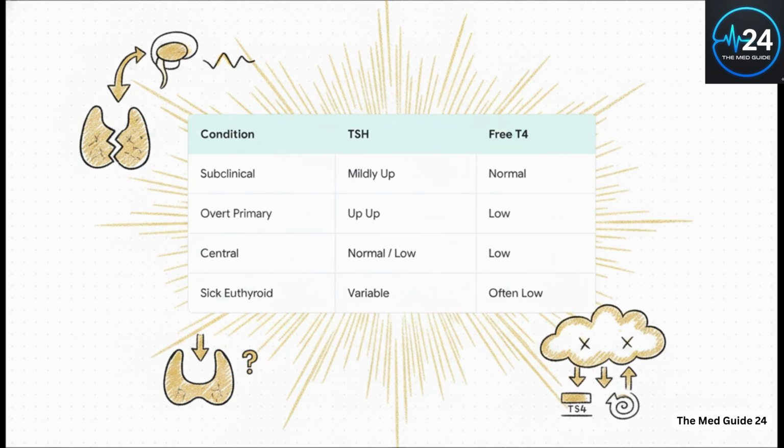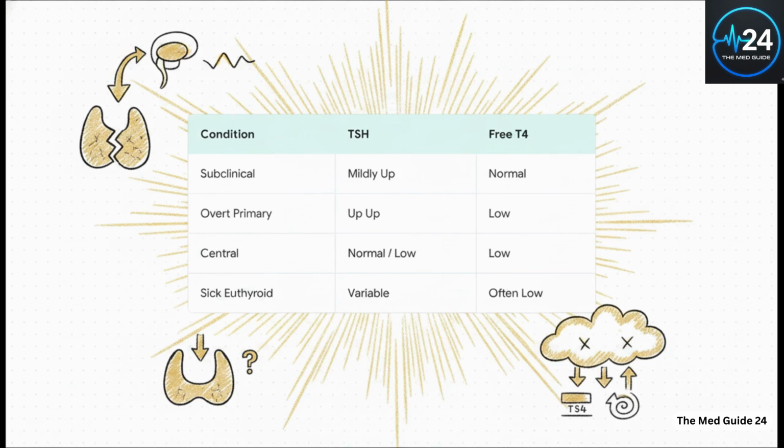The golden rule is this: in primary disease, the broken thyroid gland causes T4 to drop, which then drives TSH way up via negative feedback. But consider central or secondary disease. If the pituitary gland fails, it simply can't produce TSH. So that central pituitary failure leaves the TSH inappropriately normal or even low, despite a low free T4.